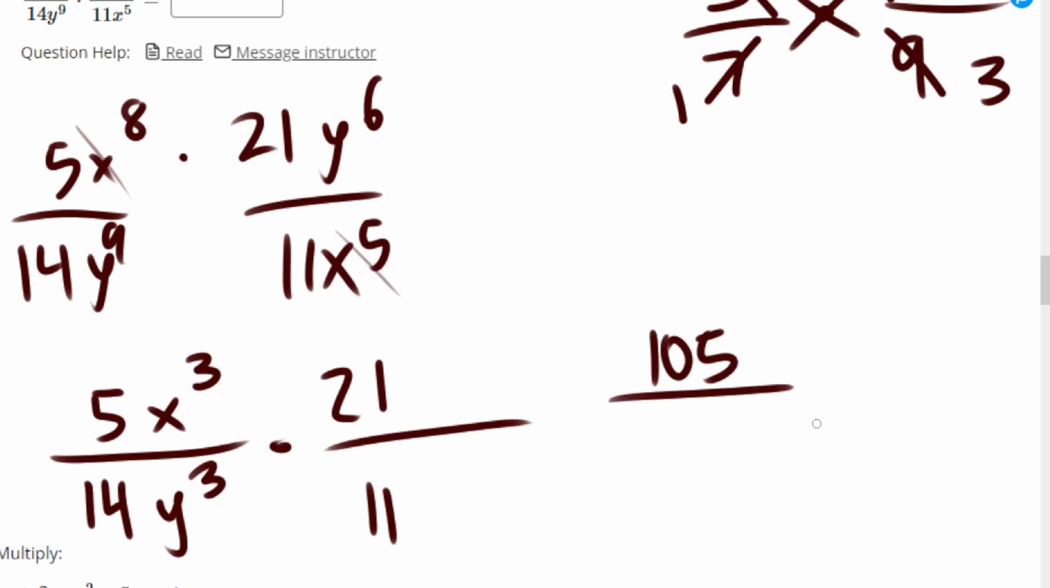And 14 times 11 is, let me pick my little calculator up because I don't remember off the top of my head. Hold on. 14 times 11 is 154 y cubed, and this keeps the x cubed as well. Yes, that would be your answer.